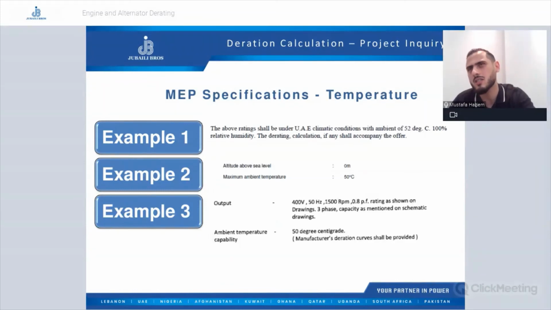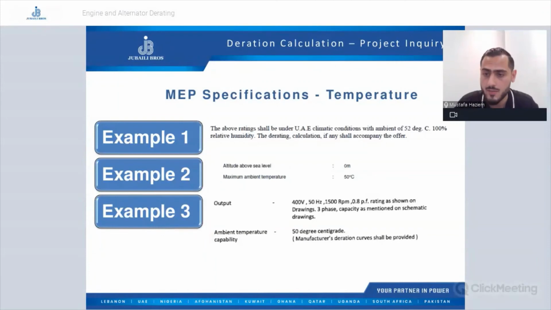And also, there is a safety margin there, because most of the gensets are inside a generator room. So you don't really reach 50 degrees Celsius in the generator room, but we need to comply with what's written, and we don't need to make our own assumptions when we are quoting for a project.